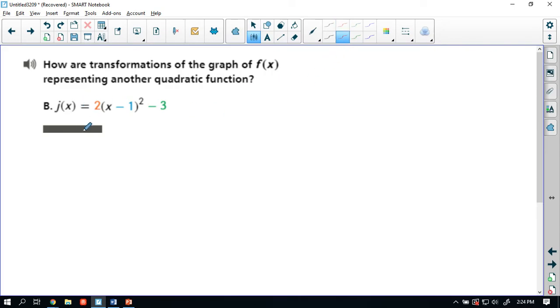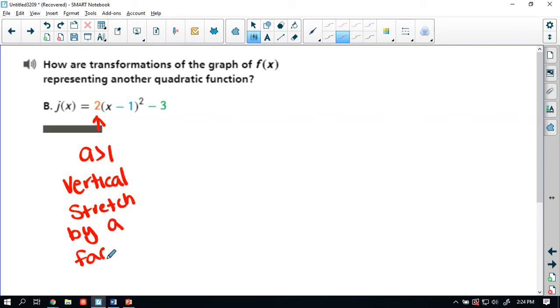Okay, so this 2 is an a greater than 1, so we are looking at a vertical stretch by a factor of 2.